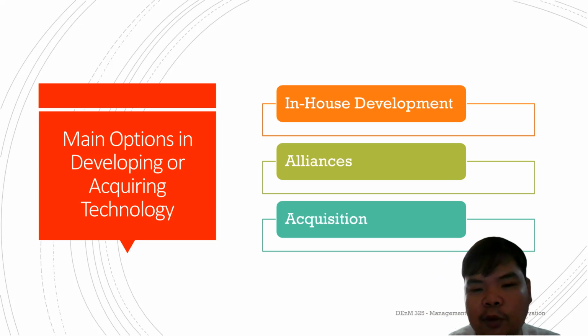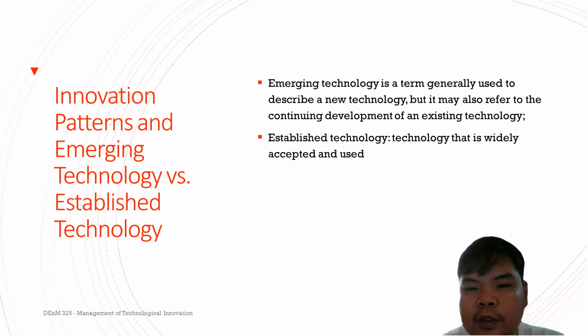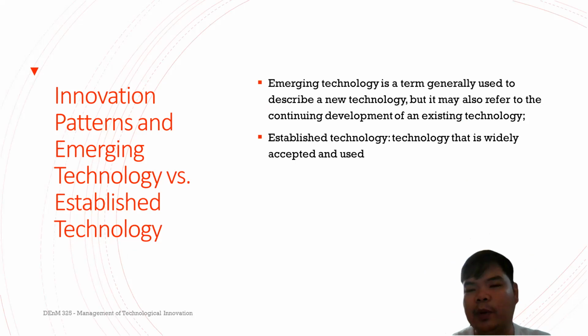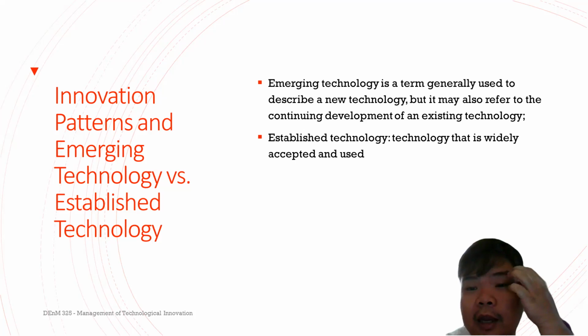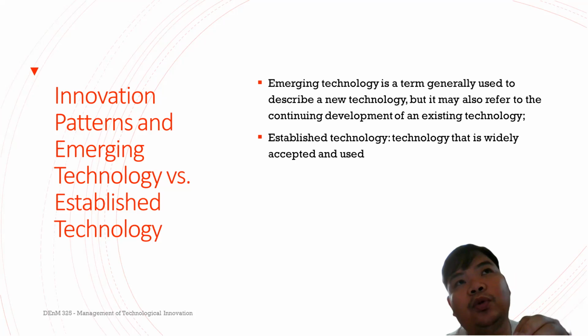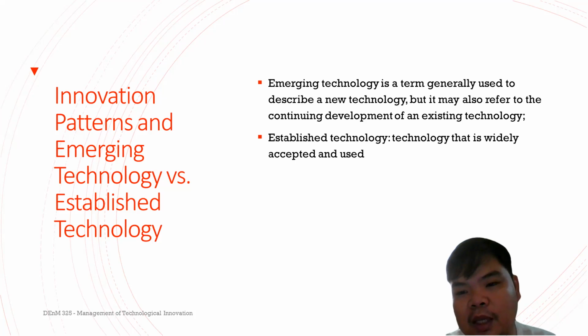Okay, so the last part of my topic will be the innovation patterns and emerging technology versus established technology. So what is the difference between emerging technology and established technology? Of course, when we say established technology, this is the technology which is already accepted and is being used. It's already established. Then the emerging technologies are derived from the established technology, because you are going to do some innovation based on the different established technology.